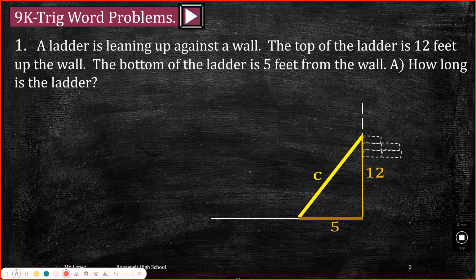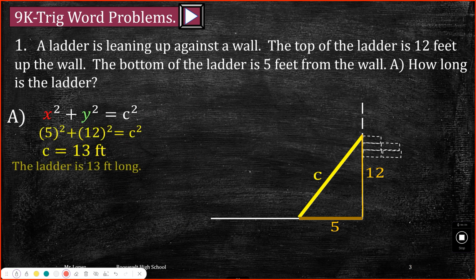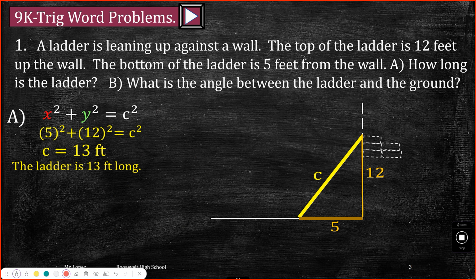Yes, moving on. I'm going to do one problem only. All right, there it is. X squared plus y squared equals c squared. But the ladder is 13 feet long. What is the angle between the ladder and the ground? You can use tangent of 12 over 5. Theta is equal to tangent inverse of 12 over 5.